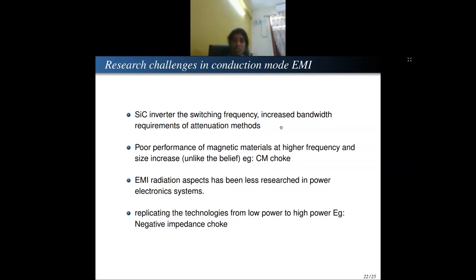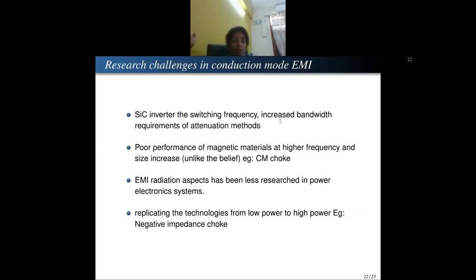Technology is almost getting matured, but still research is going on in EMI filter size reduction and bandwidth requirements. How to reduce it, now that the bandwidth has increased. See, previously, the rise and fall time was like a few megahertz, like 800 kilohertz to megahertz.